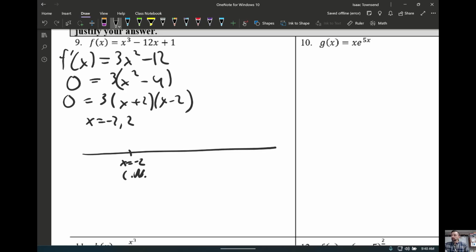That's a critical number. This is a critical number. Those are important because they tell us where it might be changing direction. So let's figure out what's happening between -2 and 2 by plugging in a number between those into the derivative. That's something negative. So what does that tell me about the function?